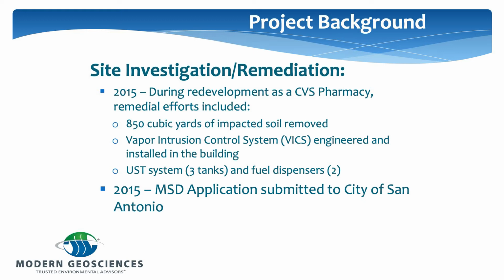When the building was constructed, we also installed a vapor intrusion control system, so any vapors from any remnant impact would not be able to make its way into the structure. We also removed the 3 underground storage tanks and the 2 dispensers that were related to the gas station. Those were then closed, as we'll talk about in a moment. So in 2015, as part of this effort, we were already having conversations with the City of San Antonio about pursuing and obtaining the municipal setting designation we're talking about tonight.